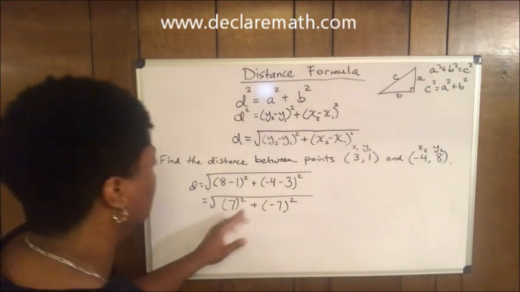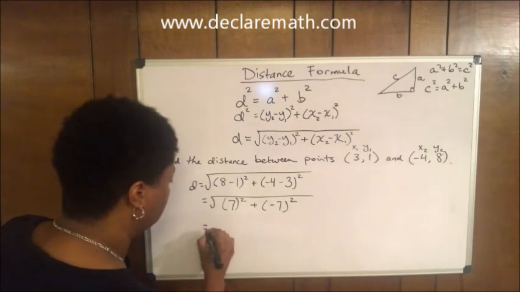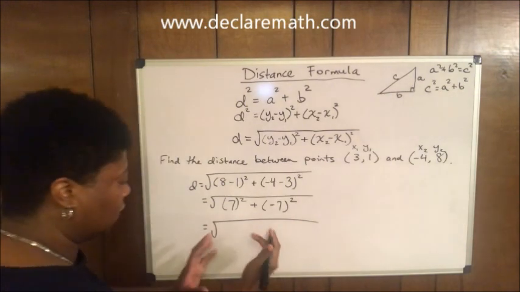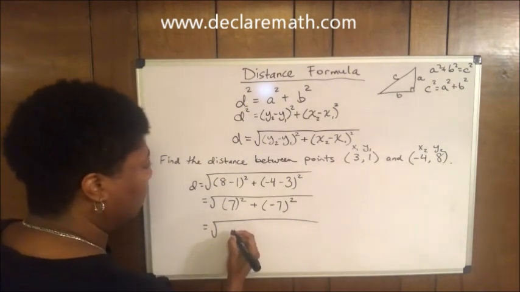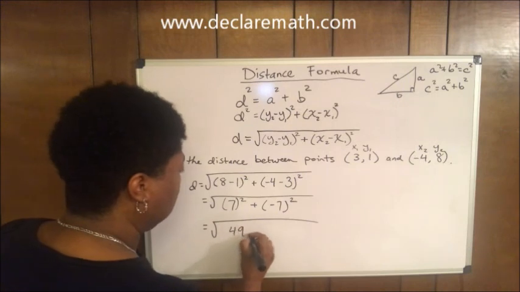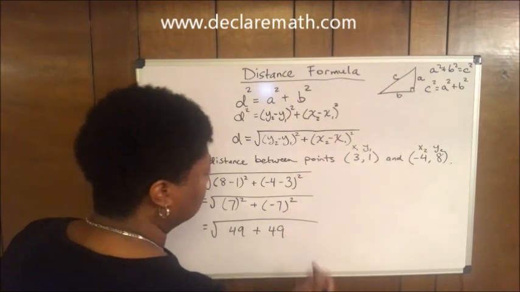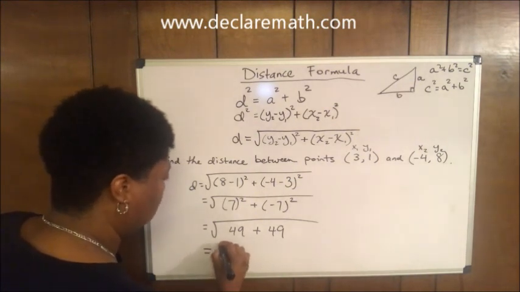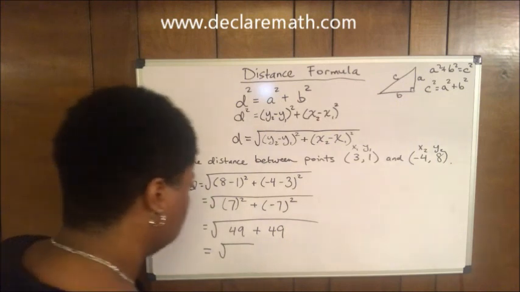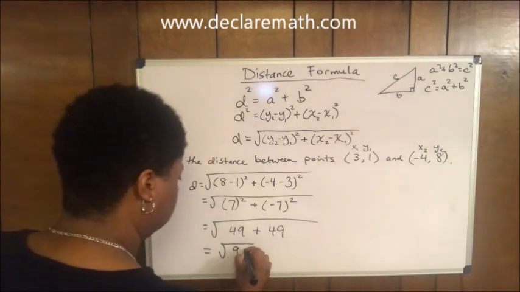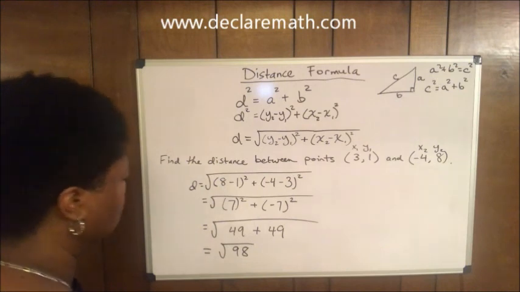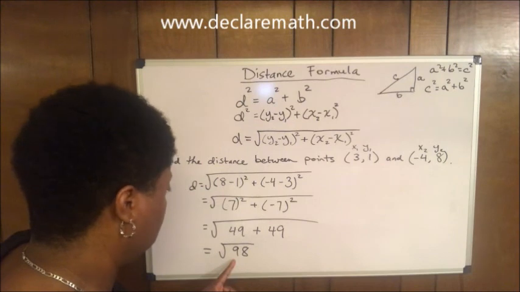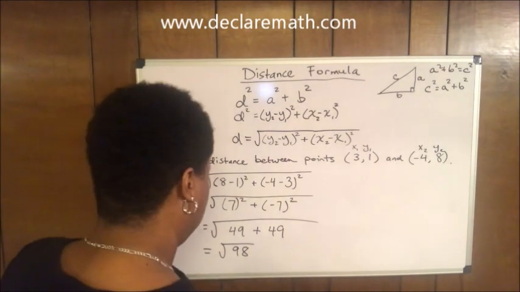And so now, when you take the square of this negative here in parentheses, you end up with a positive. So basically, you're going to have 49 plus 49. Okay, and here we have the square root of 98. And this reduces down to something I don't feel like playing with.